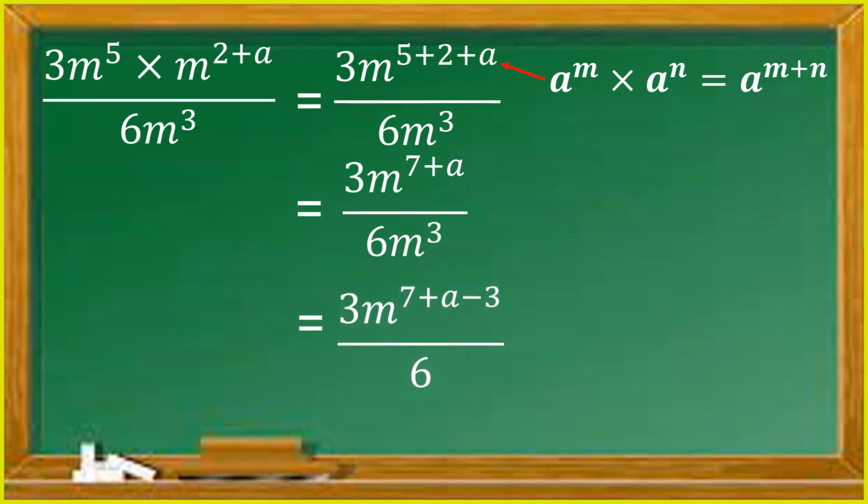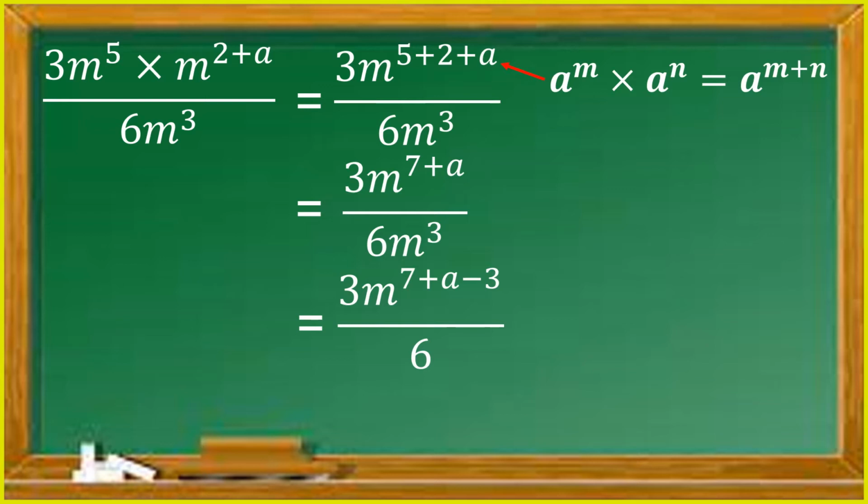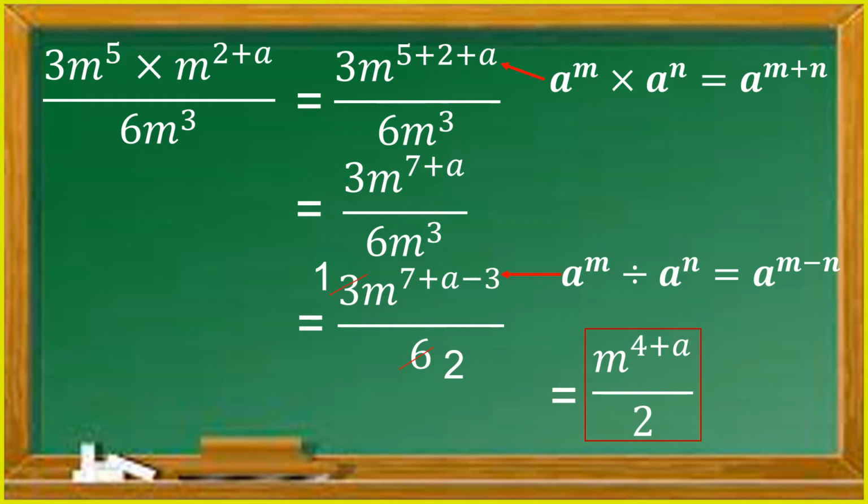So we have 3m to the power of 7 plus a minus 3 over 6. So in the numerator, we apply the quotient law, which states that dividing powers with the same base, we need to subtract the exponents. So to simplify this one, we can simplify 3 and 6. 3 will become 1 and 6 will become 2. Then 7 minus 3 is equal to what? Very good, 4. So we have in the numerator m to the power of 4 plus a over 2. So that would be the final answer.